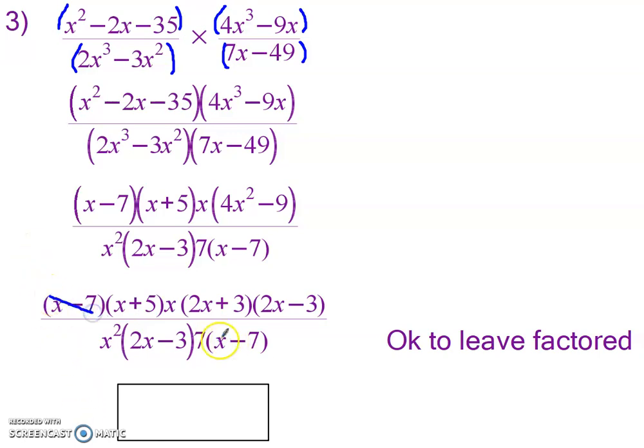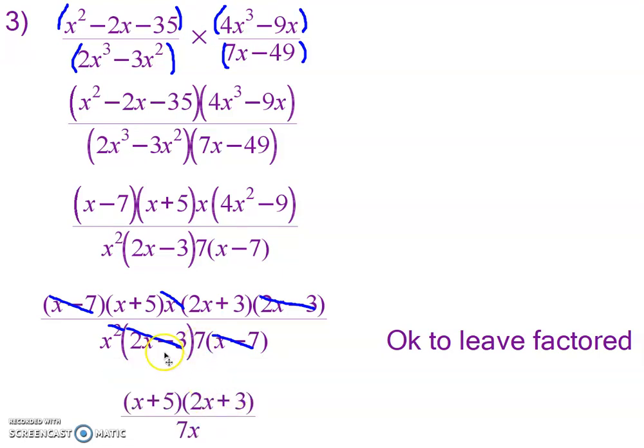So the x minus 7 cancels out. The 2x minus 3 will reduce. And we have an x here that will reduce with one of these x's. So we're left with x plus 5, 2x plus 3 in the numerator, and then the 7 and x in the denominator.